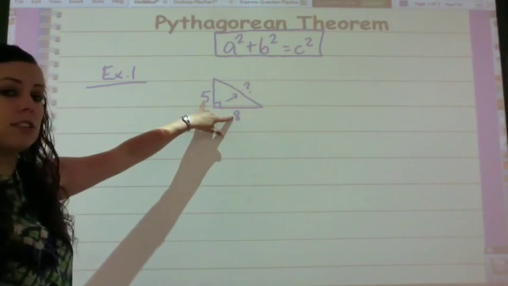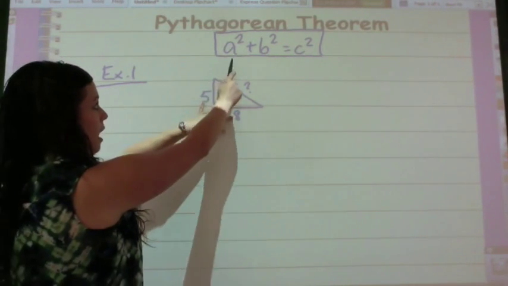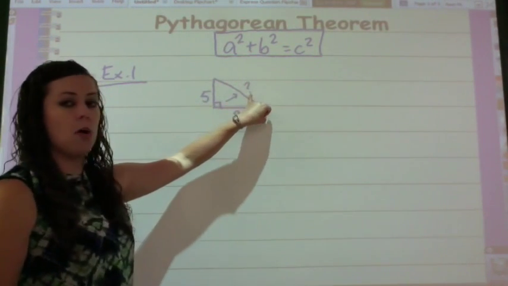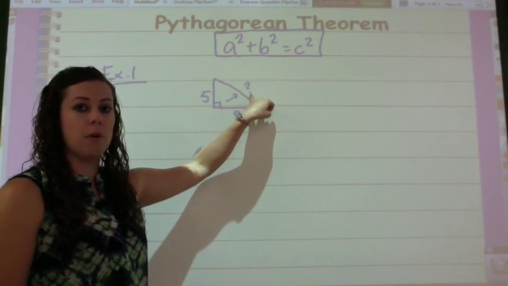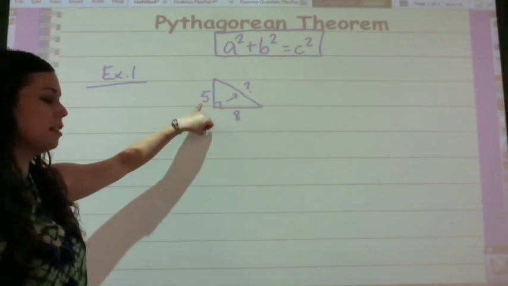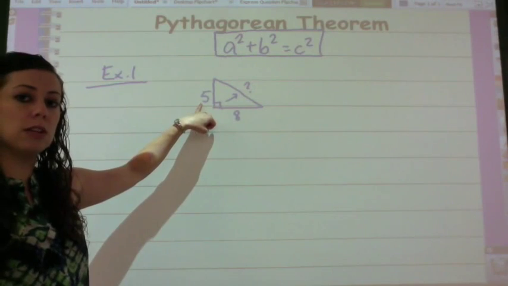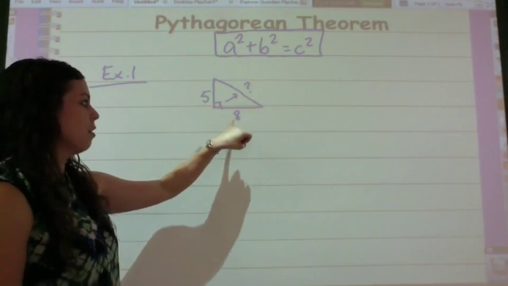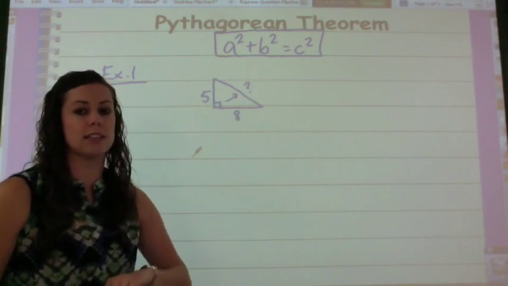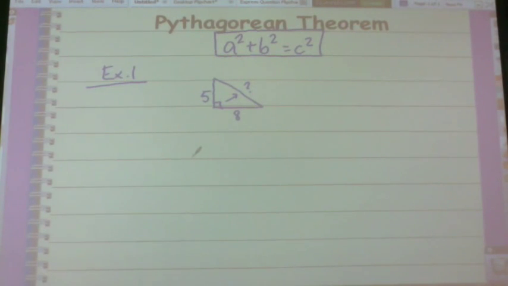So 5 and 8 are our legs. The legs are the A and the B. C is always, always, always the hypotenuse. I like to say that the shortest side is A, the middle side is B, and the longest side is C. And that might help you also. So if I label our triangle as A, B, and C, in this example we are finding C, the hypotenuse.